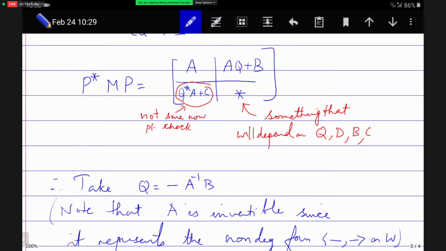A star is A. Correct. A star is A. Oh, sorry. I was getting confused between A star and A inverse. Okay, sorry. You're right. Then this is, thank you. Okay. So anyway, this is checked.